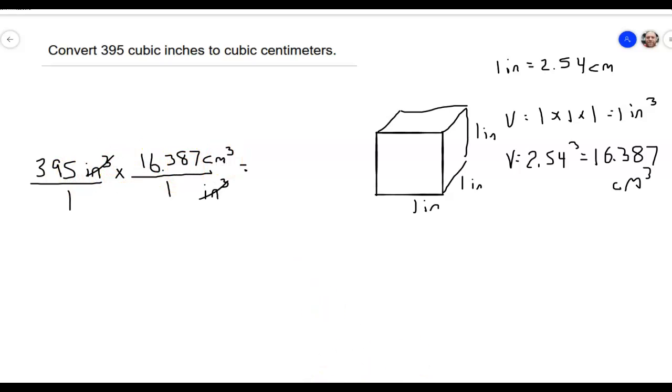And remember, at some point I need to make this the approximation symbol, because I did do a rounding or an approximation there. This way we know that this is an approximation and not an exact equals.